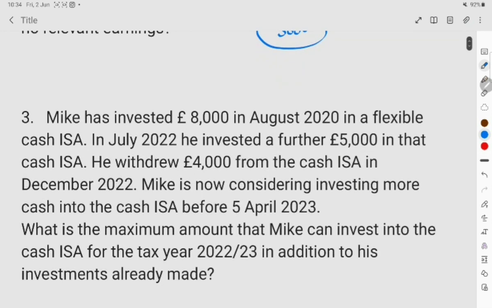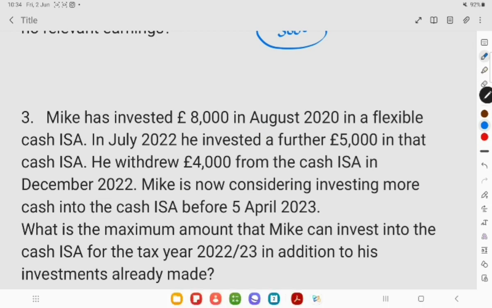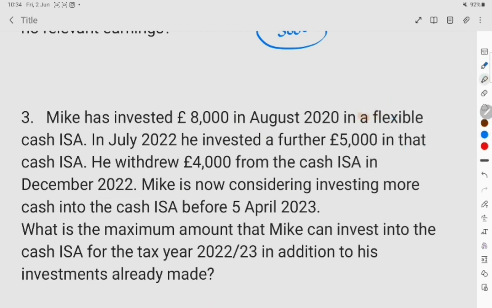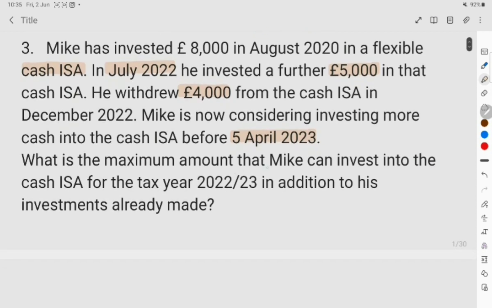Third question is, Mike has invested 8,000 in August 2020 in a flexible cash individual saving account. In July 2022, he invested a further 5,000 in that cash individual saving account. He withdrew 4,000 from the cash individual saving account in December 2022. Mike is now considering investing more cash into the cash individual saving account before April 2023. What is the maximum amount that Mike can invest into the cash individual saving account for the tax year 22-23 in addition to his investment already made?